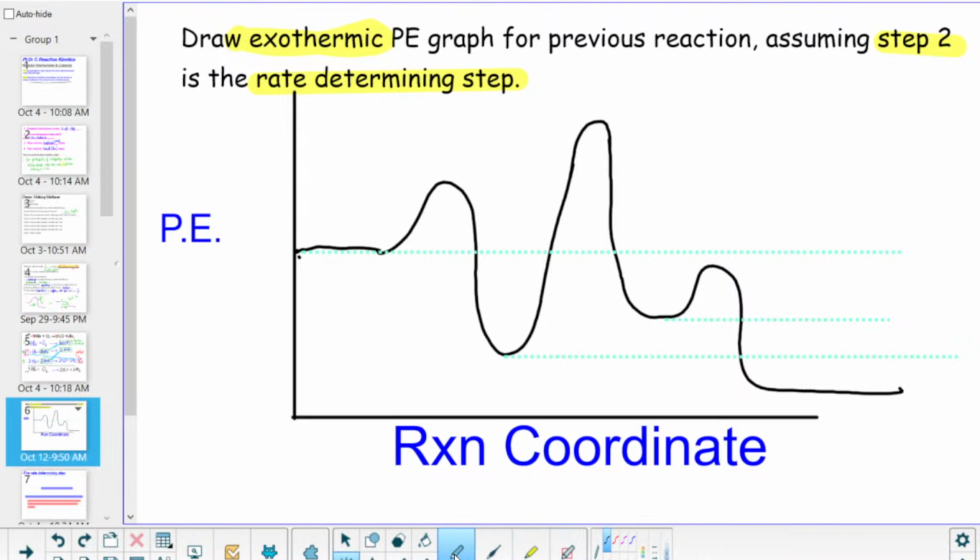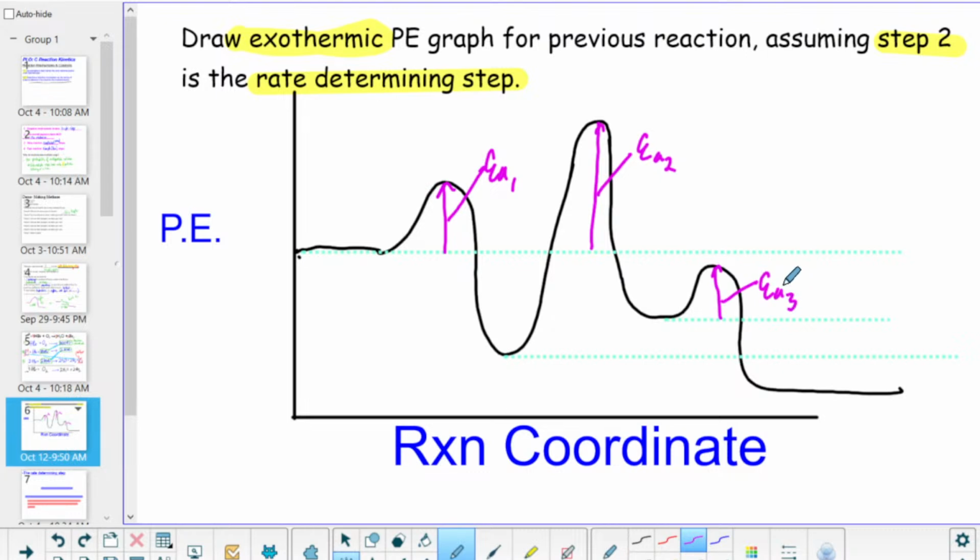Using these marking points, you can now show that every one of these. Why does mine not look like that? You can draw it differently. Is your second peak the tallest? Yes, second. Then that's good. We have the first activation energy, the second activation energy, and the third activation energy. 1, 2, 3.